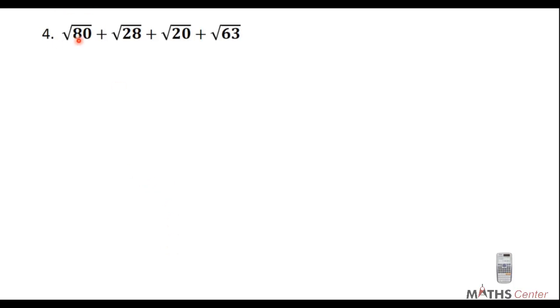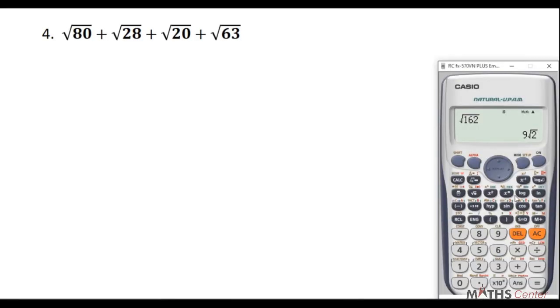We have square root of 80 plus square root of 28 plus square root of 20 plus square root of 63. So you reduce these to their basic form, then you add. So let's look at square root of 80.